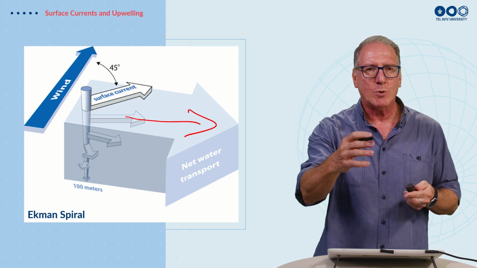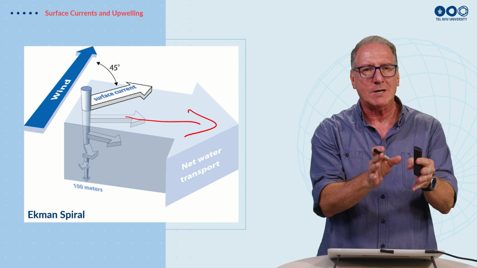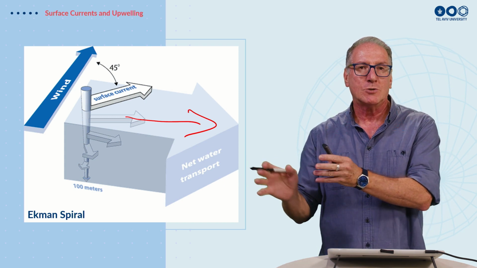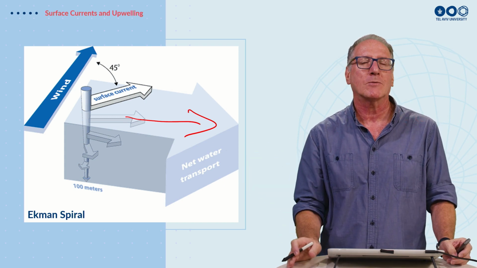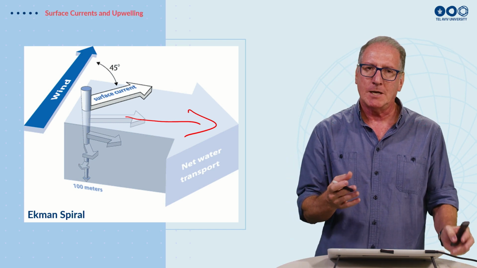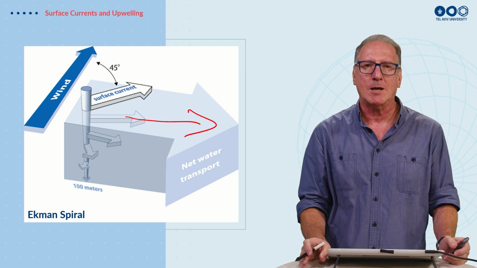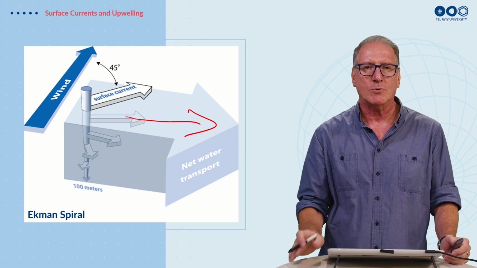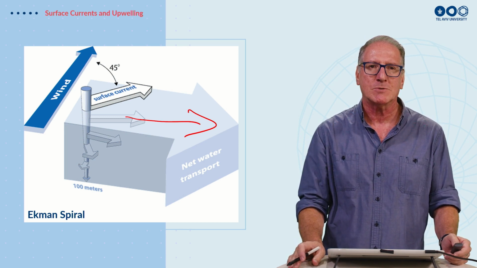If we look at the direction of the wind, we'll see that the water underneath it, the column of water, is moving to the right, 90 degrees to the right of the wind in the northern hemisphere, and 90 degrees to the left in the southern hemisphere, because the Coriolis force is in the opposite direction in the southern hemisphere.